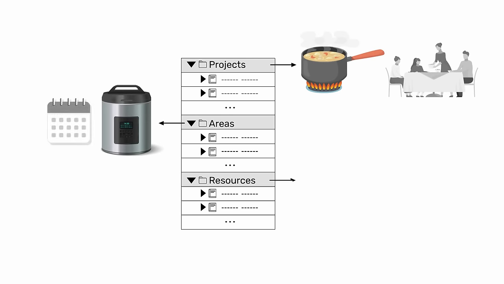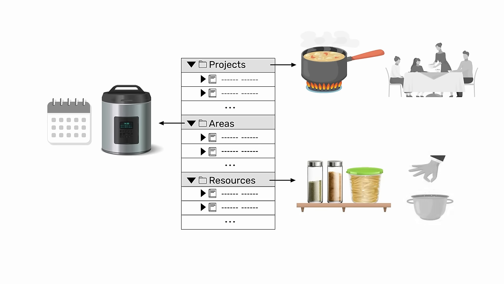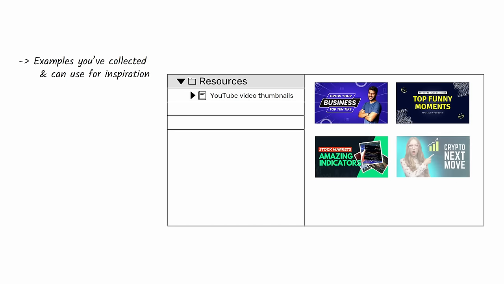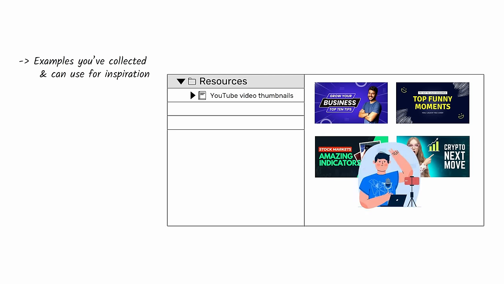A resource is like a spice or type of pasta in your pantry you can use to make your next meal. The resources section of your second brain contains examples you've collected and can use for inspiration. For instance, you might have a resources notebook titled YouTube Video Thumbnails with images of cool thumbnails you've seen over the past few months. You can reference this notebook when you're ready to start making videos on YouTube.